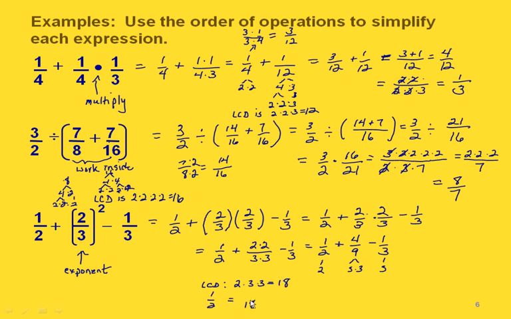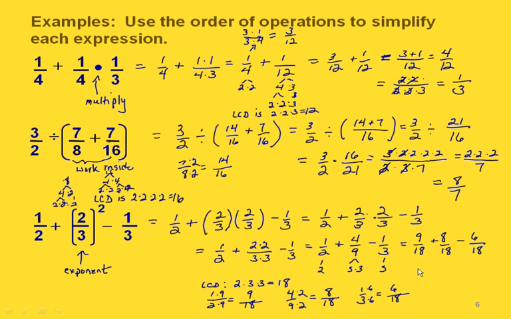For the 1/2, if we want to write that with a denominator of 18, we'd have to multiply by 9. We have 9/18 there. For the 4/9, we'd have to multiply by 2 to get 18. That means our equivalent fraction is 8/18. Then for the 1/3, we'd have to multiply by 6 to get 18. So there we have, instead of 1/3, we have 6/18.